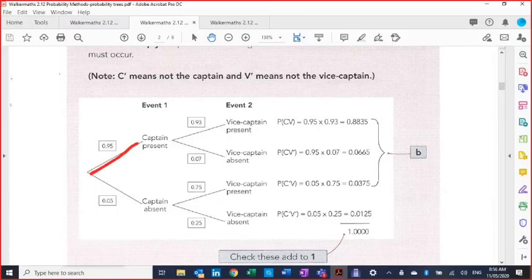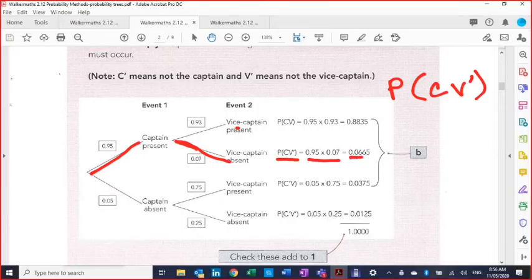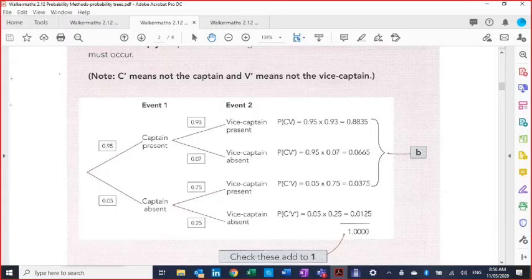So the next branch would be captain present, and vice captain absent, right? We've already done that one. So that's here. There's the probability statement for it. Probability, captain is there, vice captain is not. That little apostrophe means not. So they took the two probabilities along the branch, multiplied them together to give the probability for that whole thing. Okay? And they just followed it all along each branch. We did there and there. We got this information, right? C apostrophe V, because he was absent, he was present.